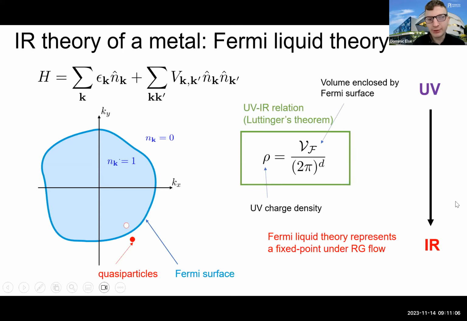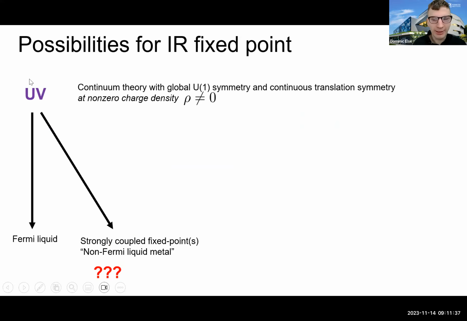But one thing I can say is, if you do flow to the Fermi liquid fixed point, you still have this relationship between the UV charge density and the volume enclosed by the Fermi surface. Now it's called Luttinger's theorem. So here's a much more non-trivial statement. It's a statement about some quantity that the RG flow remembers. You have some UV property, which is the charge density, and it's related to an IR property, which is the volume enclosed by the Fermi surface. So as I said, the question is, if we start with a UV system that has these properties, which is how I defined a metal, does it flow to the Fermi liquid fixed point, or does it flow to some other strongly coupled fixed point?